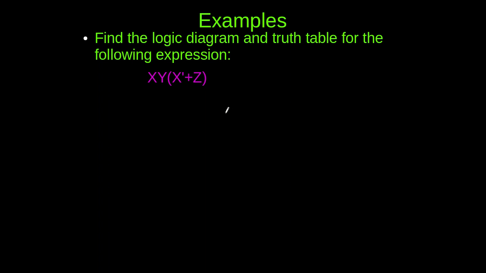Find the logic diagram and truth table for the following expression. I have a Boolean expression, and I need to find the other two. Remember, we can describe any circuit or Boolean algebra, or diagram, or microchip, in 3 different ways: Boolean expression, logic diagram, and truth table. And here they gave me the Boolean expression, and they told us to find the logic diagram and truth table. So how do I find the logic diagram?